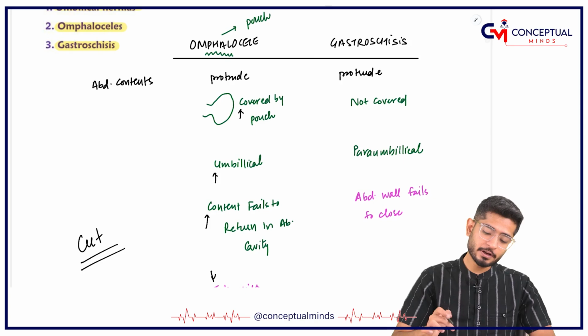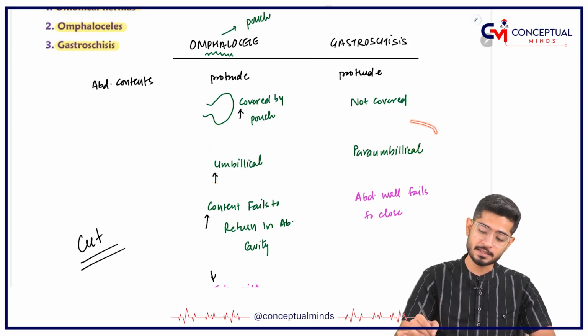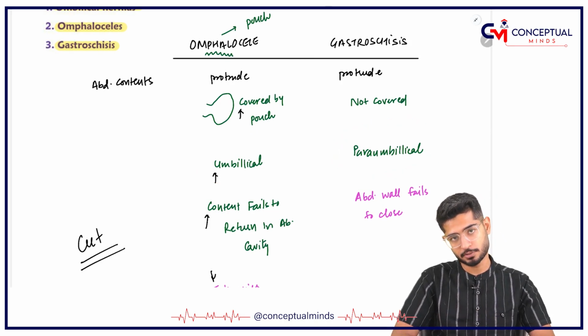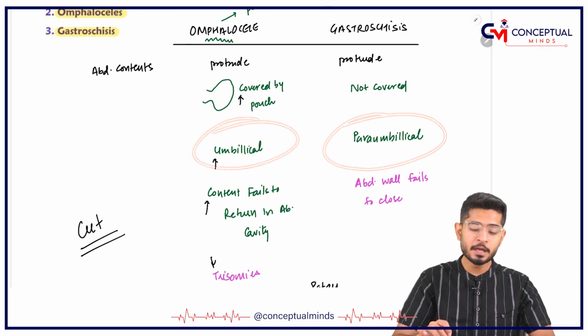Other thing is, omphalocele is umbilical, Gastroschisis is para-umbilical in location. Omphalocele is umbilical, Gastroschisis is para-umbilical.